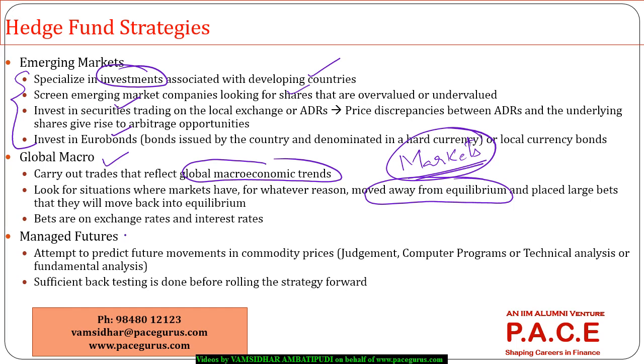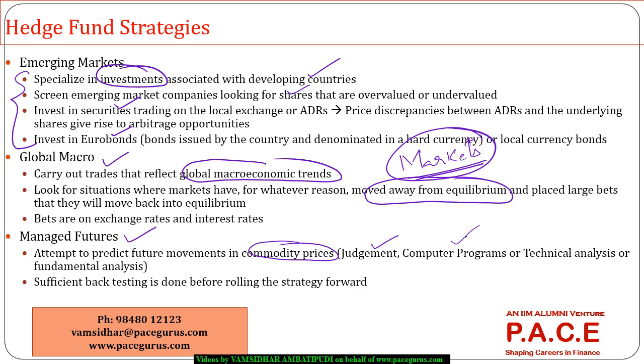Right? Then, the other strategy that could be looked at in this context is managed futures, where there is an attempt to predict future movements in commodity prices. So, research is performed to assess the future movements in commodity prices, which could be done through a judgmental process.